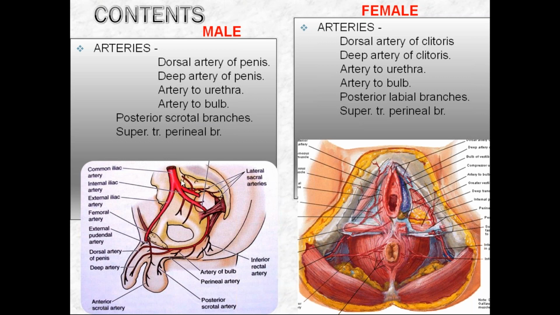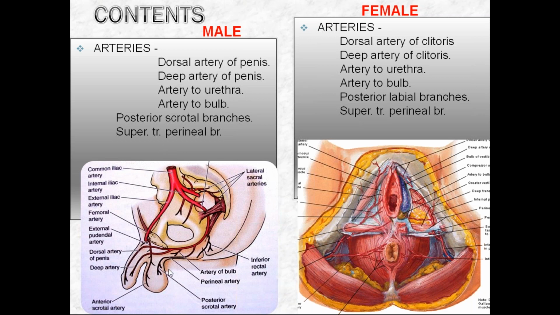So here, identify the internal iliac artery. The internal iliac artery's branch is called the internal pudendal. The internal pudendal terminal branches are the dorsal artery of the penis and deep artery of the penis. Dorsal is situated in the dorsum of the penis. Deep artery is situated in the corpora cavernosa. These are terminal branches of the internal pudendal. Then the artery to the urethra or urethral artery, and the artery to the bulb of the penis.